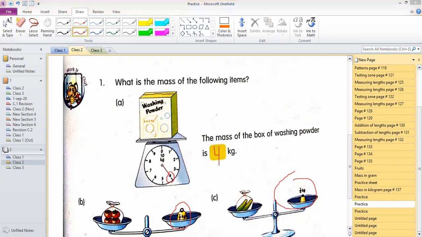Okay, so this is 4 kg. Because you have to read this mass with the needles also. So do you understand this, guys? How you have to read this mass?